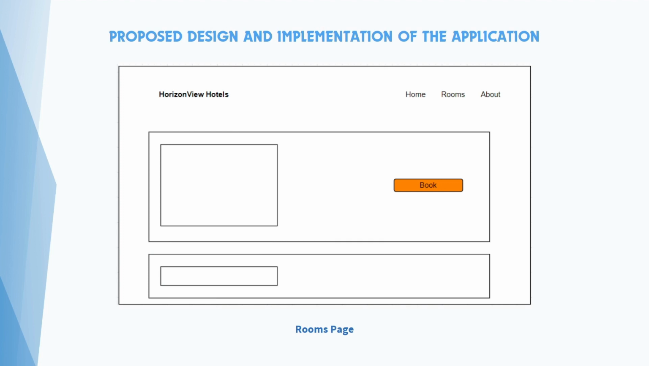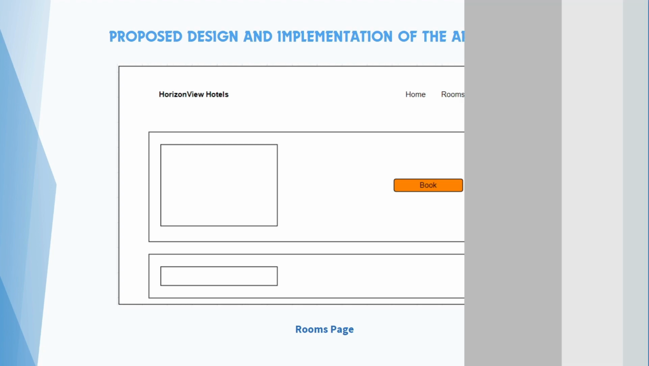Next, we have the room page. So this page provides detailed information about the available rooms. So each room is displayed with an image placeholder, a description and a book button. So this setup allows users to quickly review room details and make a booking with ease. So the top navigation bar is consistent across pages, providing links to home, rooms and about section. So making navigation simple and intuitive for users.